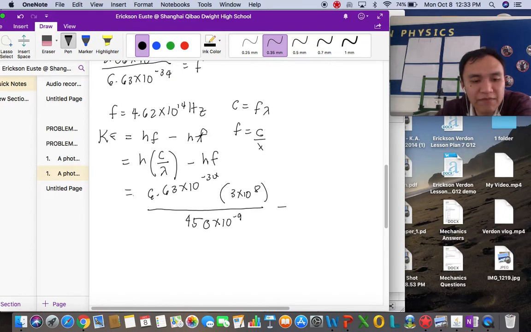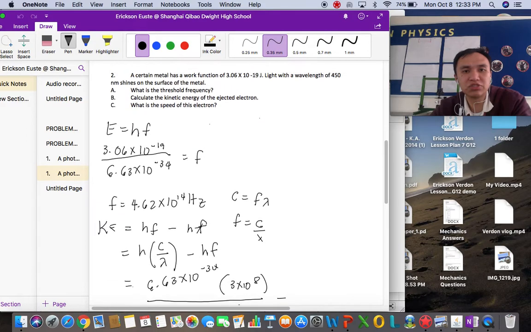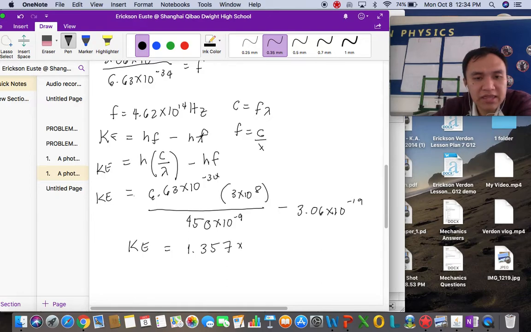Minus the work function, which is 3.06 times 10 to the negative 19. So with that, calculating it, I hope that you also calculate it, just for me to know whether you are understanding it. So KE will be equal to 1.357 times 10 to the negative 19 joules.